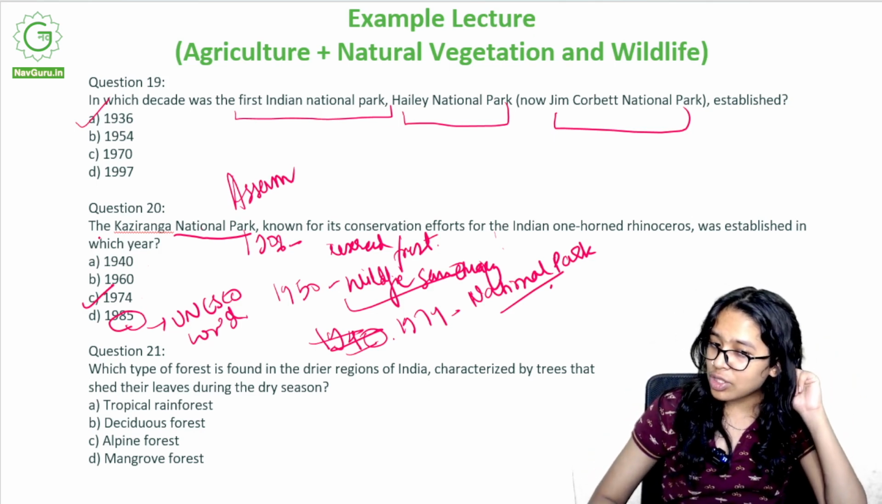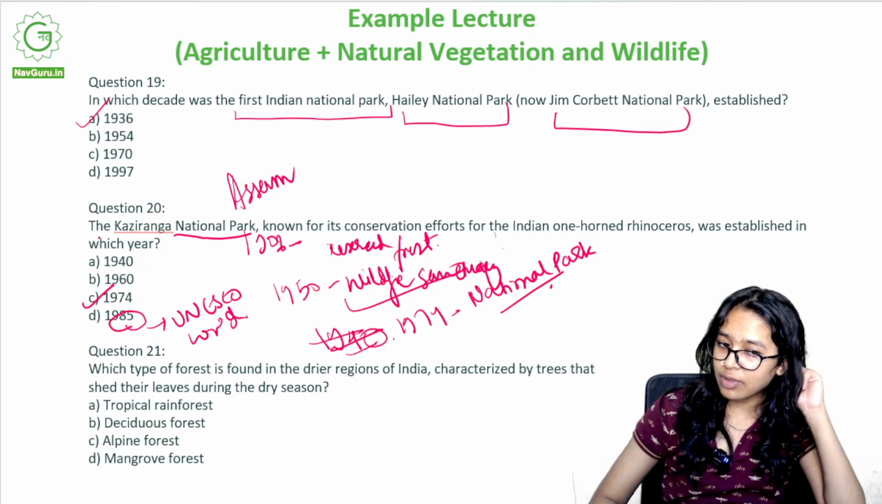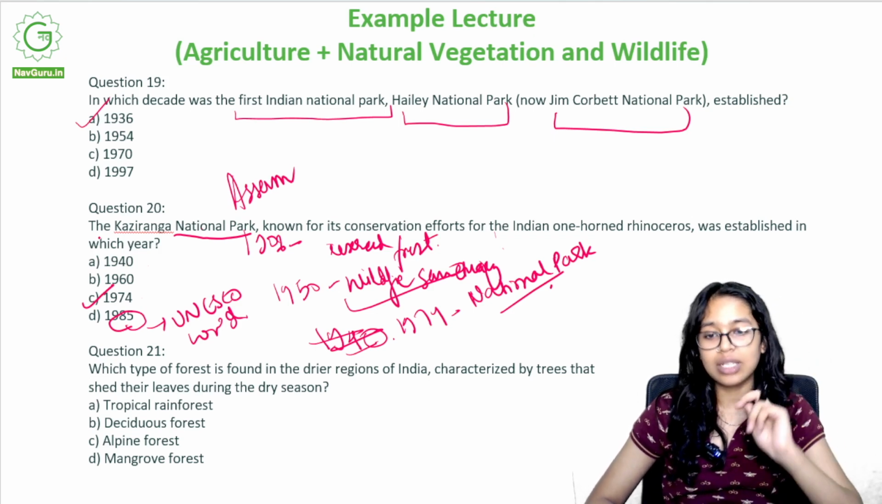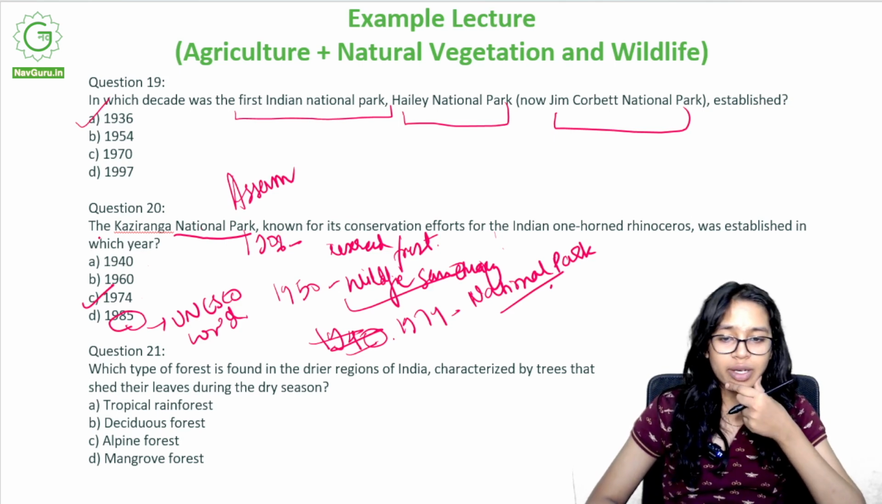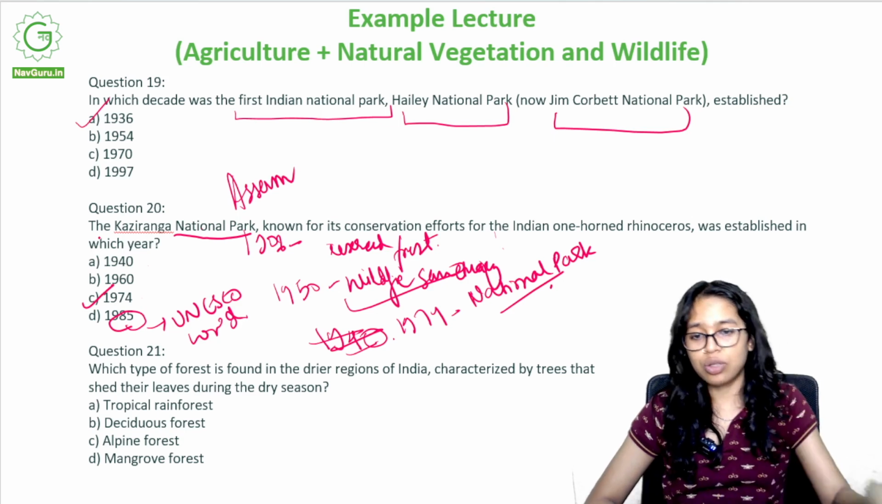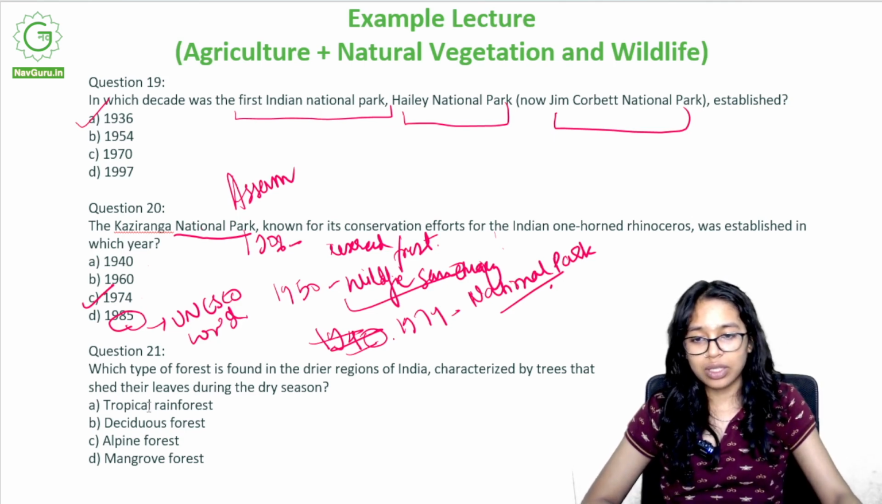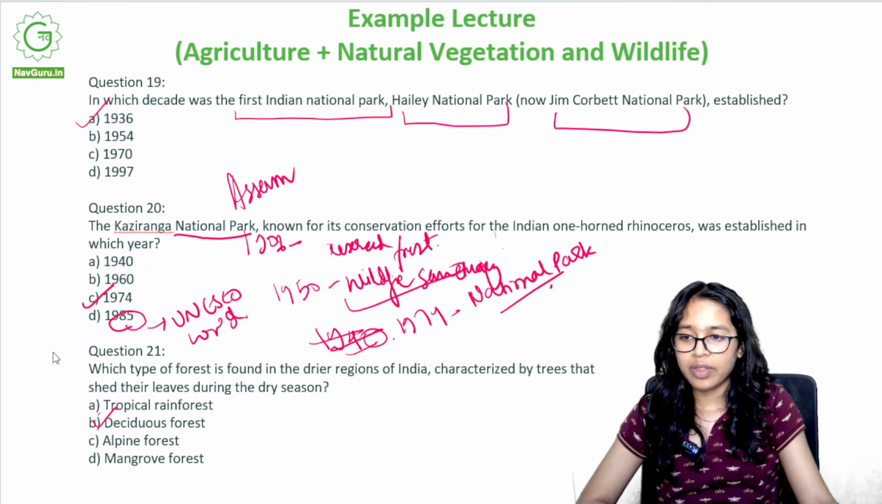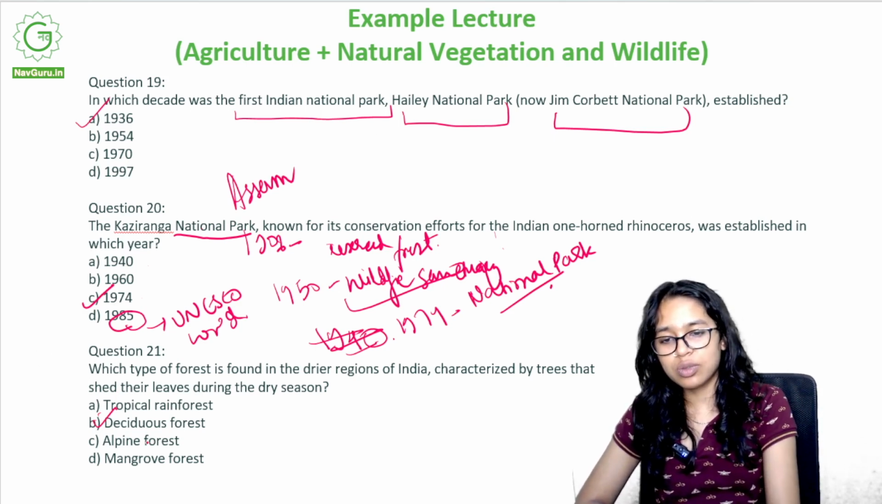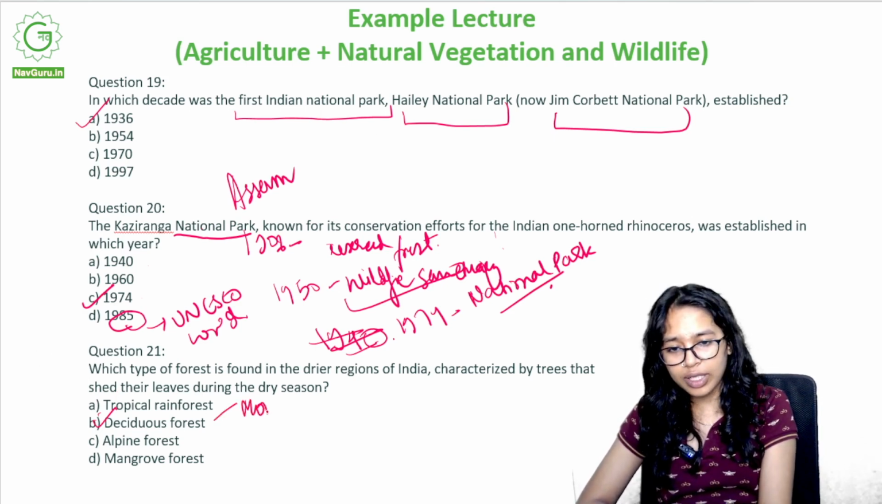Question 21. Which type of forest was found in the drier regions of India, characterized by trees that shed their leaves during the dry season? So, which of the forests which is found in drier regions of India is actually known for shedding its leaf during the dry season? It's B, deciduous forest. There are also two types of deciduous forests. One is moist, the other is dry.